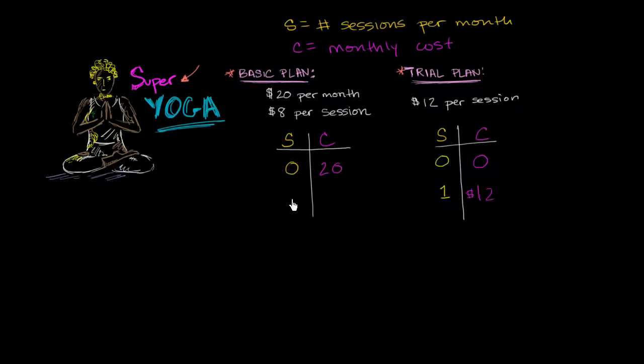Under the basic plan, if I attend one session, well, it's $8 per session. So $8 per session times that one session. It's $8 for that, plus just the basic monthly fee. So I'm going to have to pay $20 plus 8 times 1, so $28. I'm going to have to pay $28.